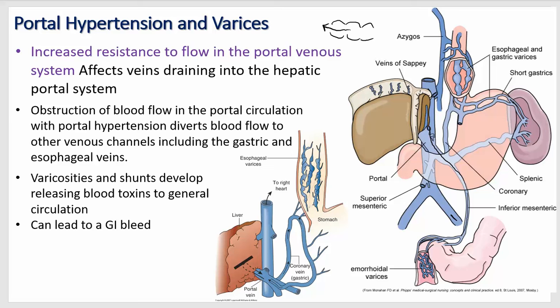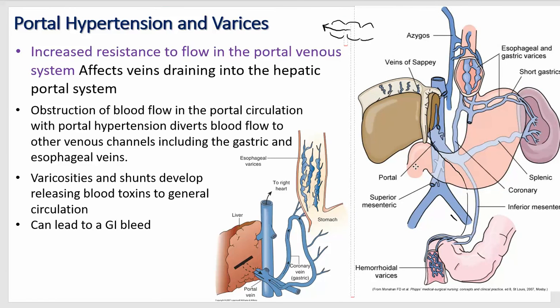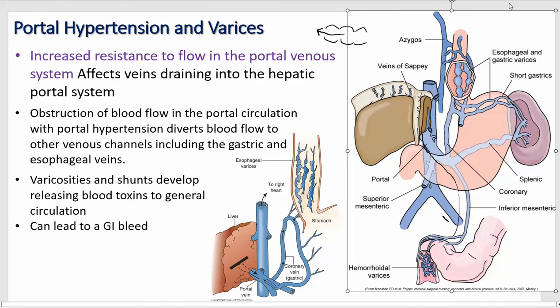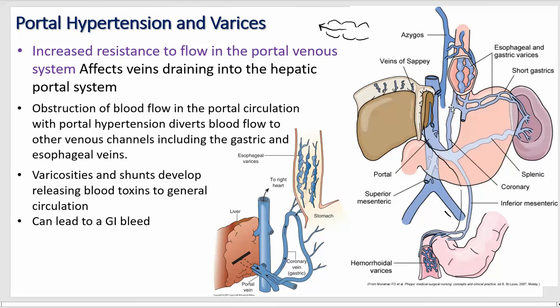But even worse, usually, is that these varices can break. Here we can see esophageal varices, and we can even see down here some hemorrhoidal varices. And these can break, and they can bleed. If it's severe, it can cause pretty severe intestinal bleeds, or GI bleeds, gastrointestinal bleeds. And that can be a problem.